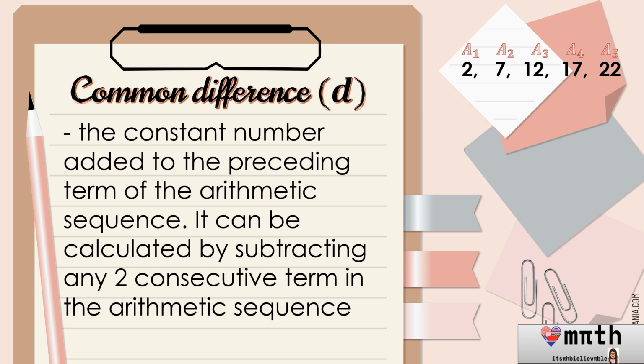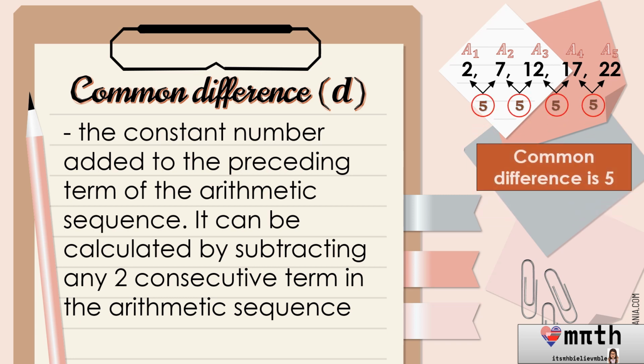So we need to get first the common difference. How do we get that? We simply subtract two consecutive terms. Let us say we subtract 7 and 2. That will be 5 because 7 minus 2 is 5. Let us try another. Let us say we subtract 12 and 7. 12 minus 7 is equal to 5. 17 minus 12 is equal to 5 also. And 22 minus 17 is also 5. As you notice, our difference is constant. Therefore, our common difference is 5.